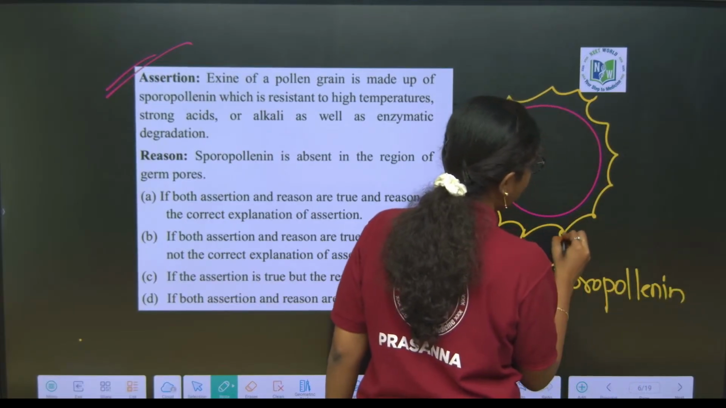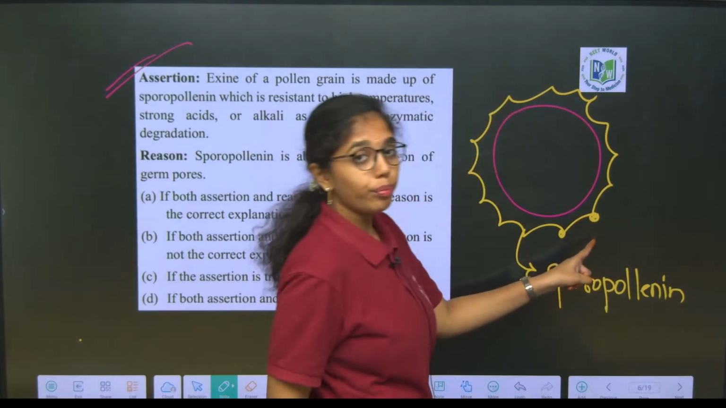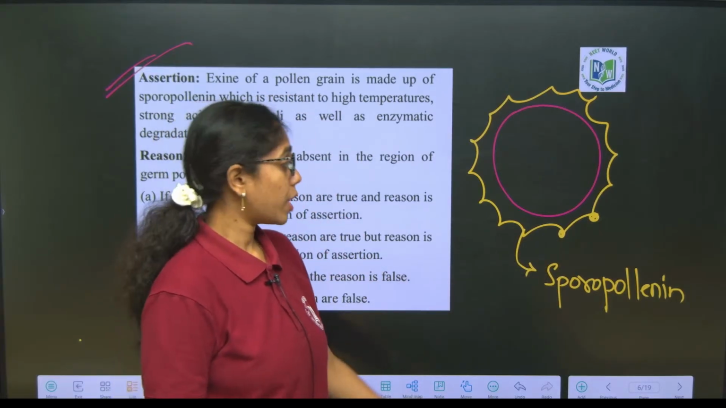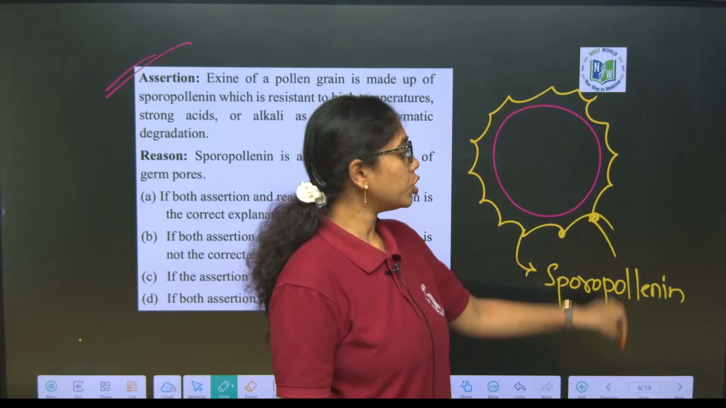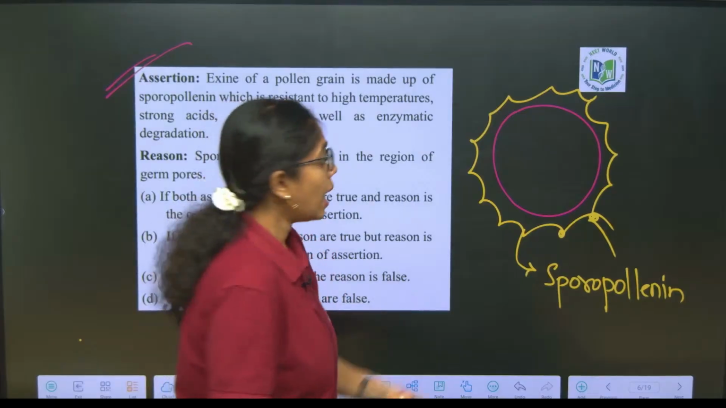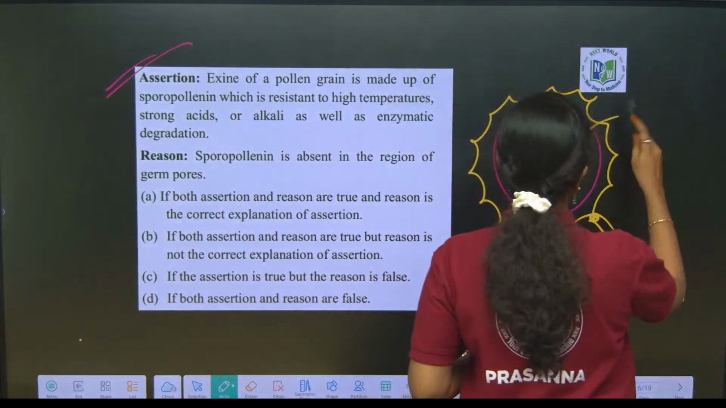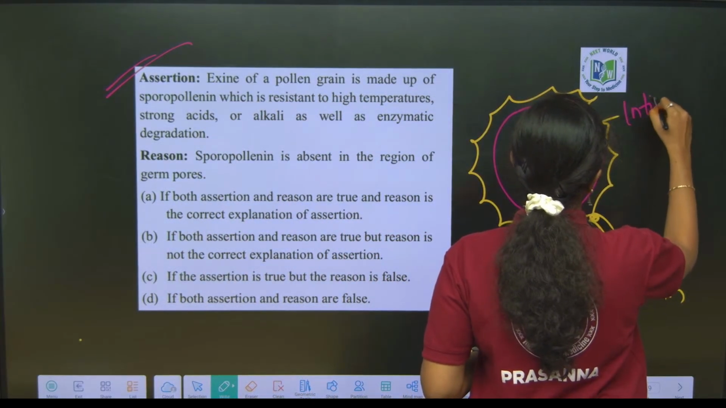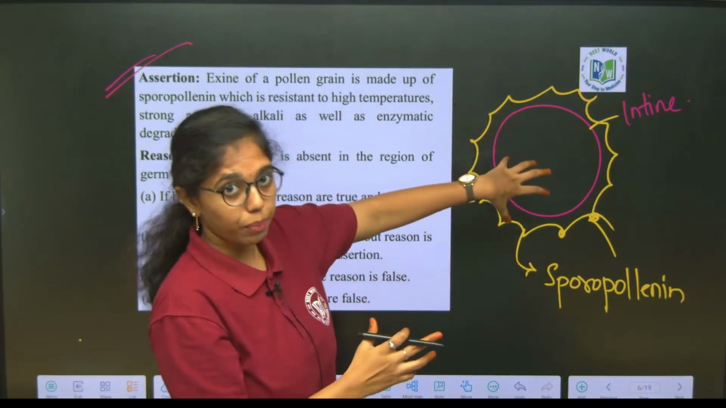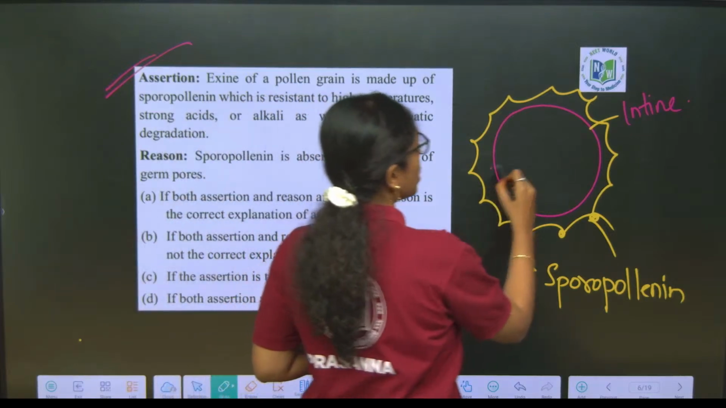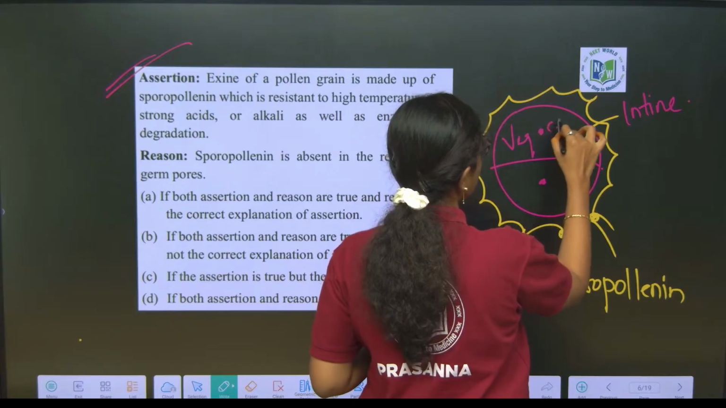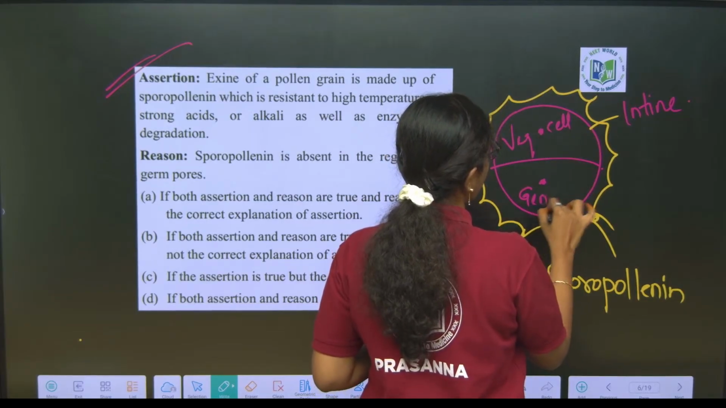The exine wall layer will have germ pores. These germ pores will not have sporopollenin deposition, because from these germ pores the pollen tube will be formed when the pollen grain lands onto the compatible stigma. The innermost layer is intine. In the haploid pollen grain, after one mitosis it divides into two cells. The upper one is the vegetative cell and the lower is the generative cell.